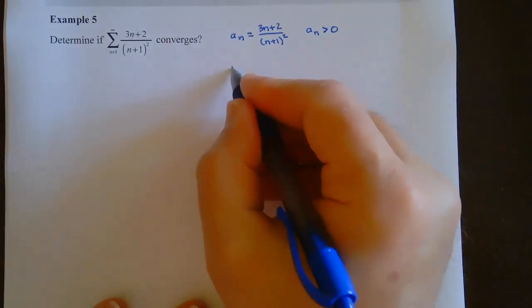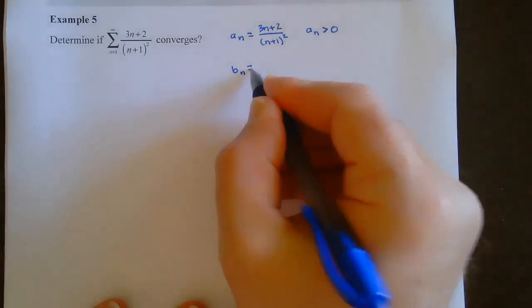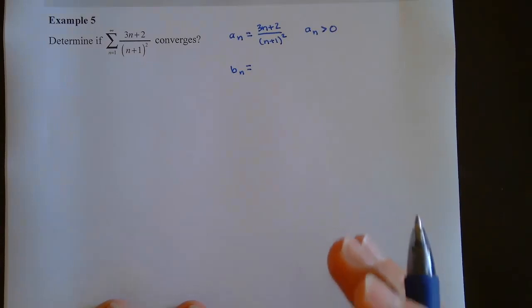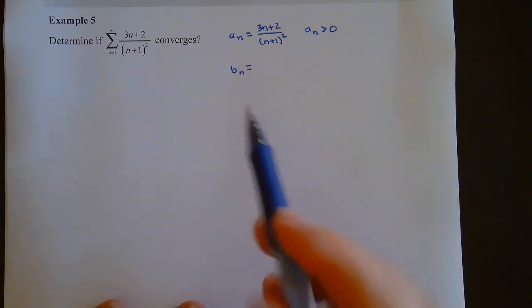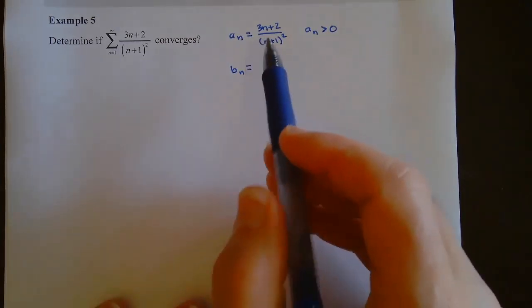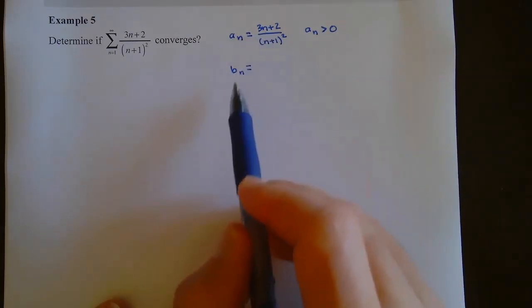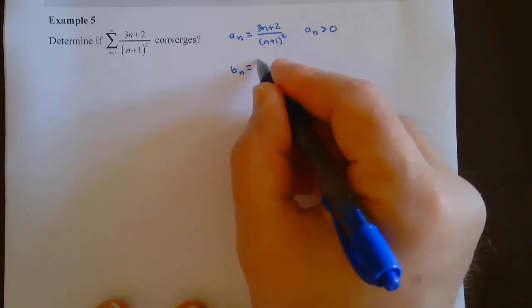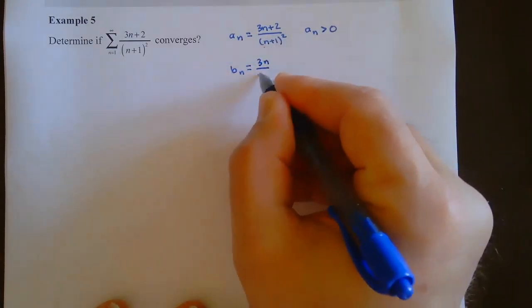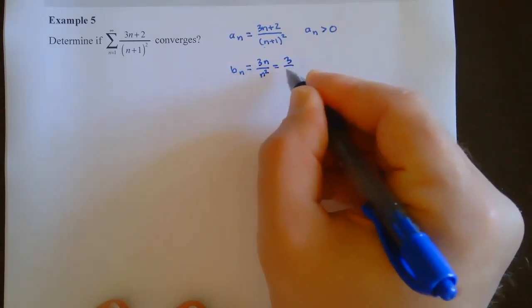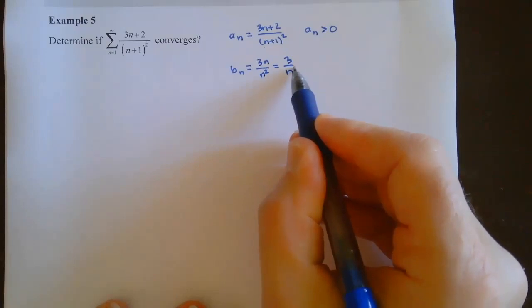All right, now what's our b sub n? What do we want to compare it to? Well, it's really helpful to use the p series test. And so we want to rewrite this as some number over n to a power. So if you look at this, we could rewrite b sub n as 3n over n squared, which actually becomes 3 over n. Now this power is 1 right here for n.